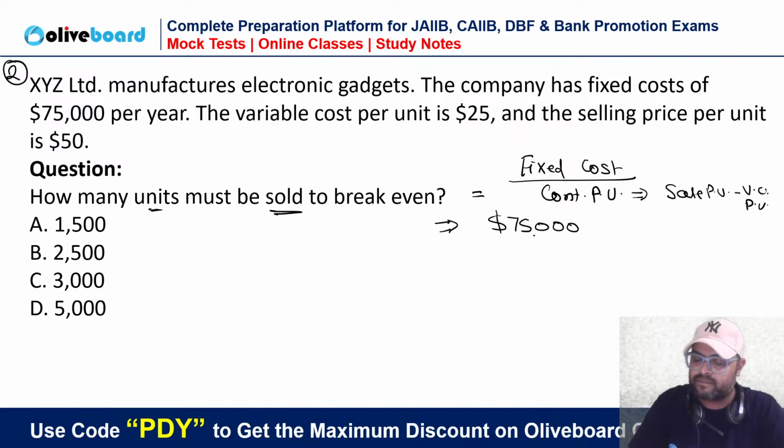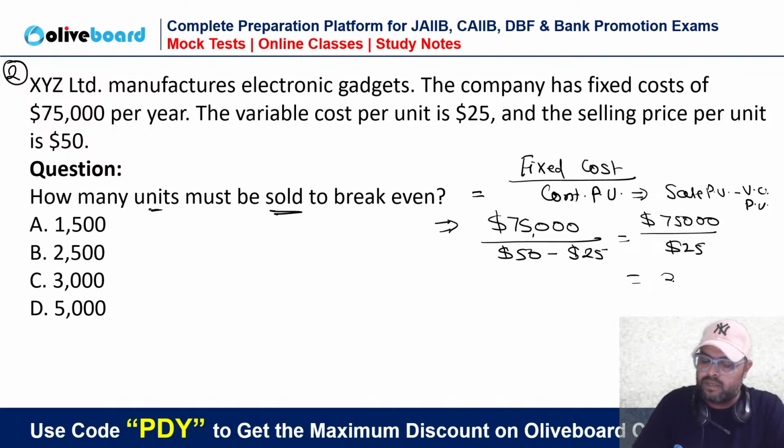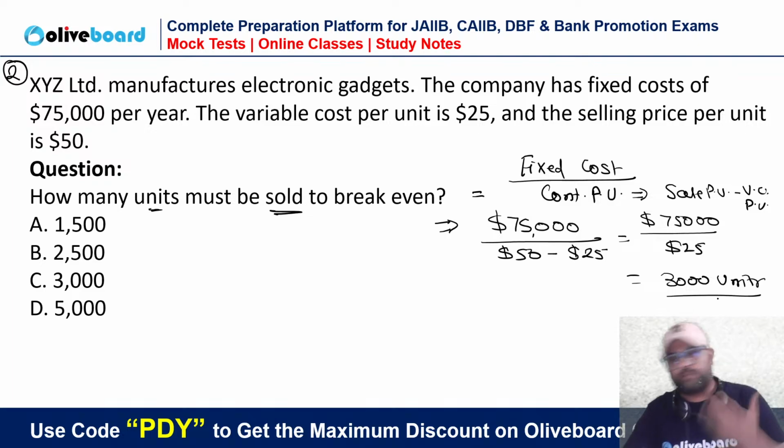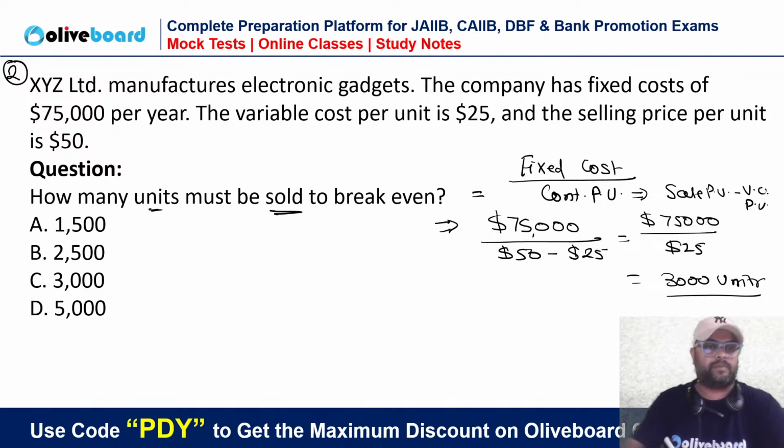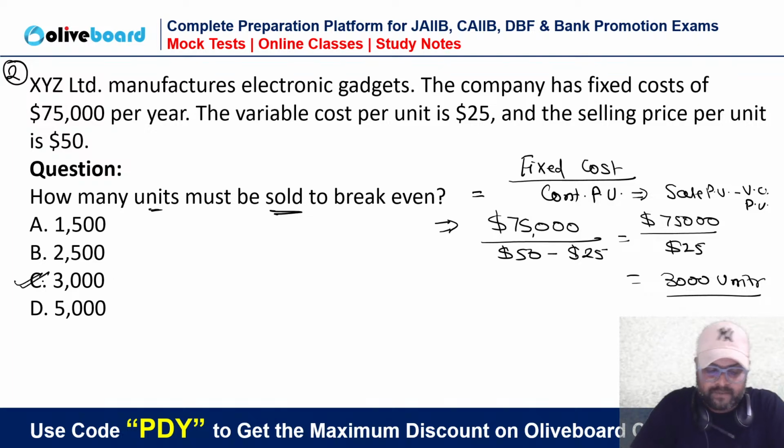$75,000 is my fixed cost. My sales per unit is $50 and my variable cost is $25. That brings $75,000 divided by 25. That brings me to the 3,000 units. So I have to produce 3,000 units to come up with a break-even point. So C is absolutely the correct answer in that case.